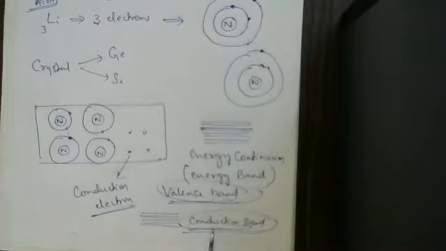Therefore, I can say the conduction band has more energy and the valence band has lesser energy. The conduction band has more energy because the conduction electrons are obtained only due to the removal of electrons. Electrons were removed and hence we get the conduction electrons. Therefore, conduction band energy is more and valence band energy is less. This is a concept that we are supposed to remember.